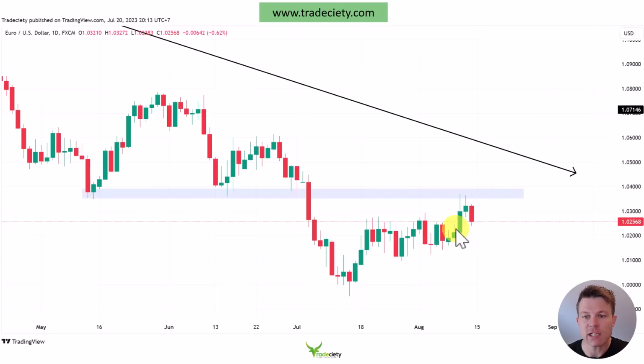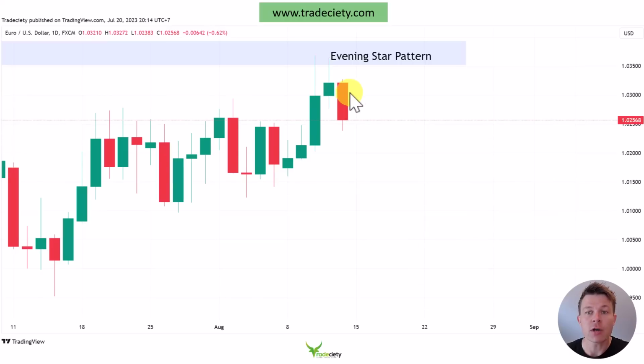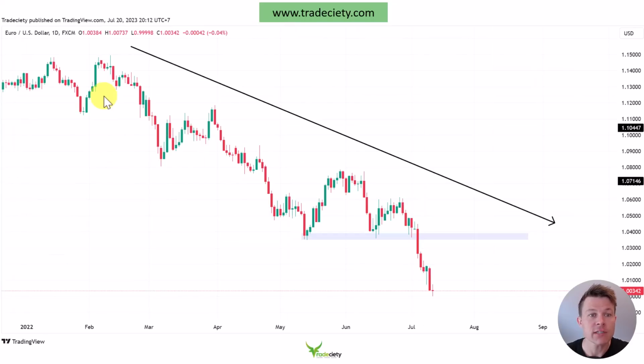We want to focus a little bit closer on the recent candlestick pattern that is showing here. This is what we call an evening star pattern. It's one of the most important patterns in candlestick trading. It's a 3-candle price pattern. We have a strong bullish candle, then a neutral candle, and then a strong bearish candle. This is often a sign of a reversal, especially if it happens at the right location and the right context. The context, if we remember, is the long-term downtrend.